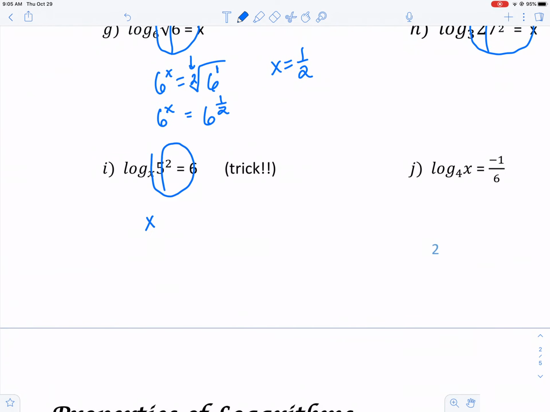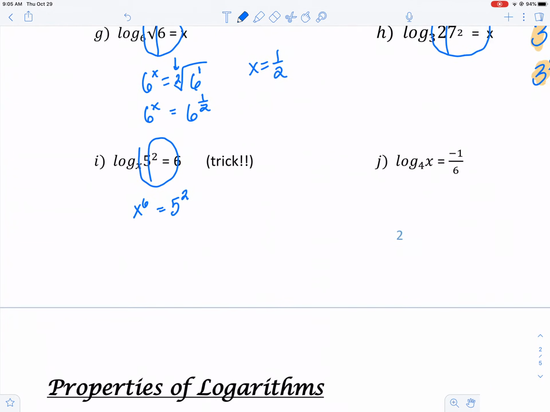X to the 6th is equal to 25. How are we going to do that? Oh, I should say, instead of 25, I'm sorry, x to the 6th equals 5 to the 2nd. All right, so there's a trick to this one. And I forgot what the trick was. I don't have my notes with me at home. So I'm going to come back to that one because I can't remember what the trick is, and I don't want to waste y'all's time while I try and search through the recesses of my mind and figure it out.